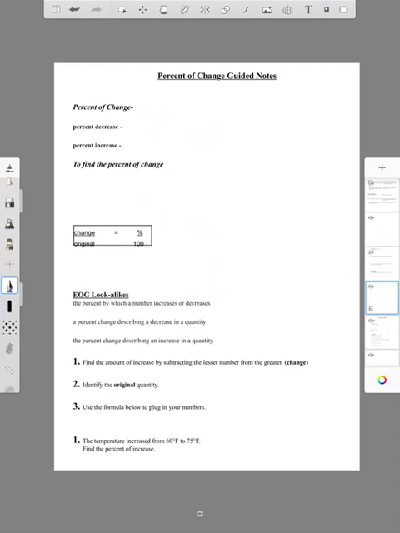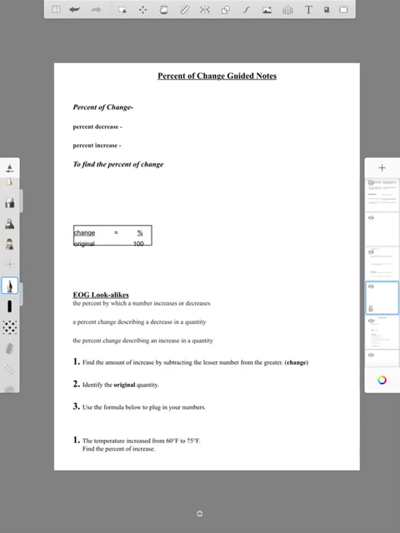Today we're going to talk about percent of change. All right, so we're going to talk about how much a value changes in percent. And that percent could be an increase or that percent can be a decrease. So we're going to talk about both. Obviously, if it's a percent decrease, that means it became a lesser value. All right, if it's a percent increase, it became a higher value.